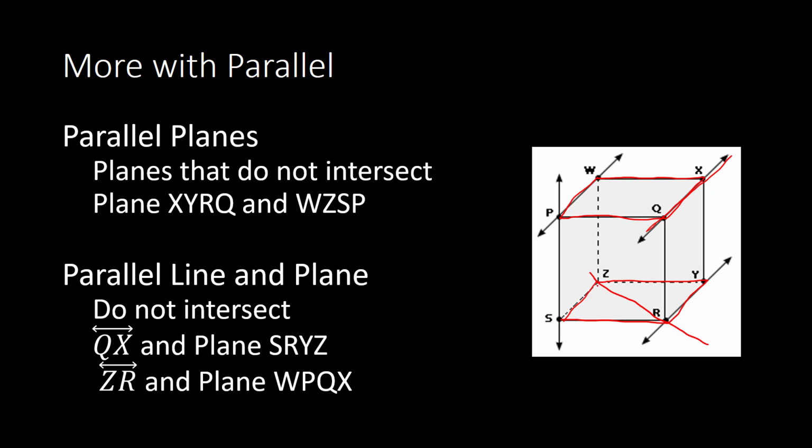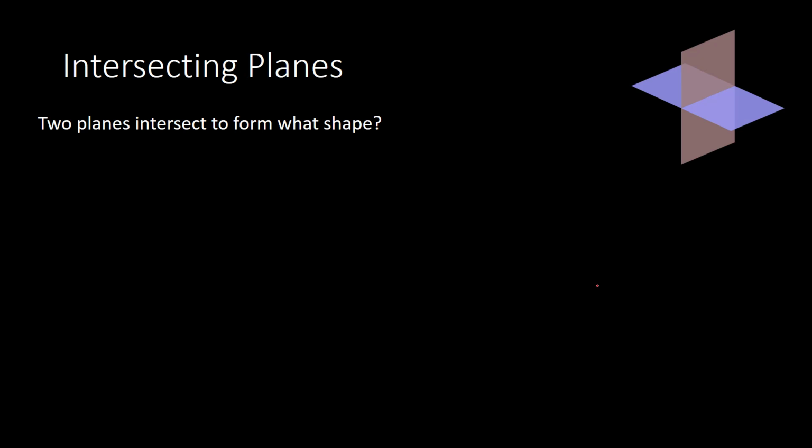Now in contrast to parallel planes, we have what we call intersecting planes. And those are two planes that intersect. So for example, over here on the right, we have two planes intersecting. They cross over each other. And the question would be, what shape do the two planes form when they intersect? So looking at the picture over here, we have the red plane and the blue plane. And notice where they cross, where they intersect. They intersect right here along this line.